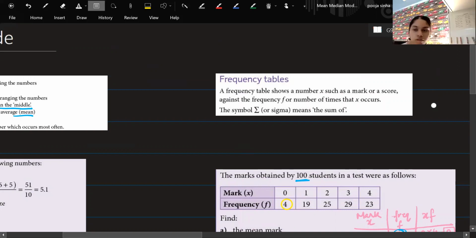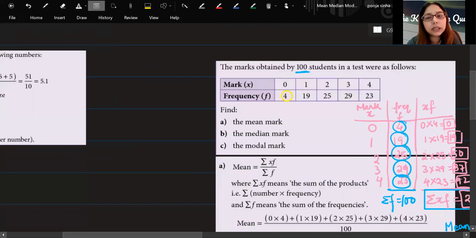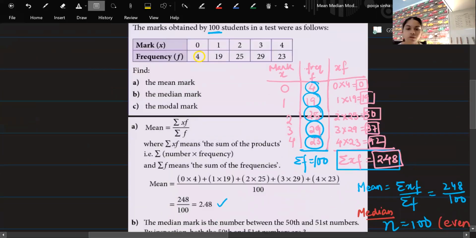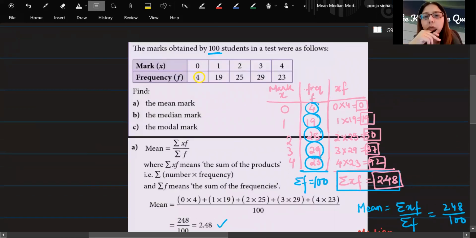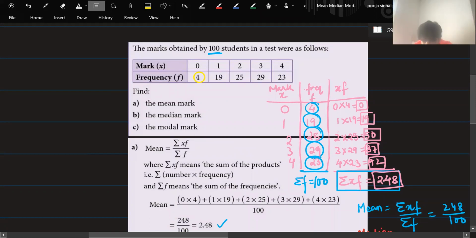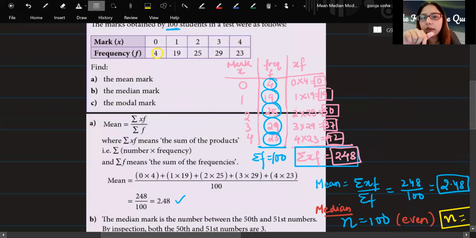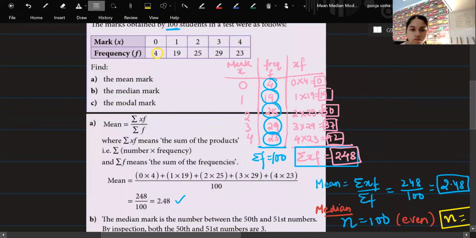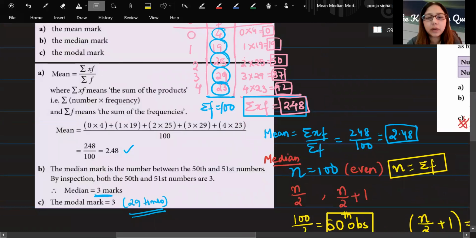We have to use the sigma thing. What was the sigma thing? You make a table, and in your table, X, F, and XF. You write X, you write F, which is given in the question, and you multiply them to figure out your sigma XF. And then what is the formula for mean when you have a frequency table? Sigma XF upon sigma F.